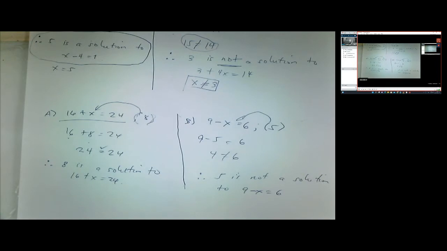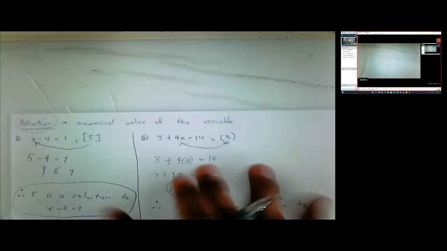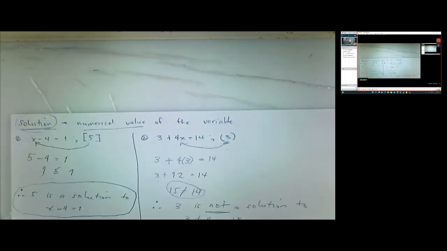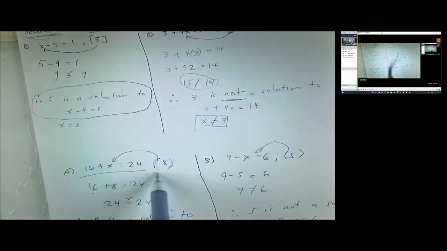Okay? Do you understand what solution is? Solution is the value of the variable. Remember, numerical value. When you say numerical, it is a number like this one. Okay?